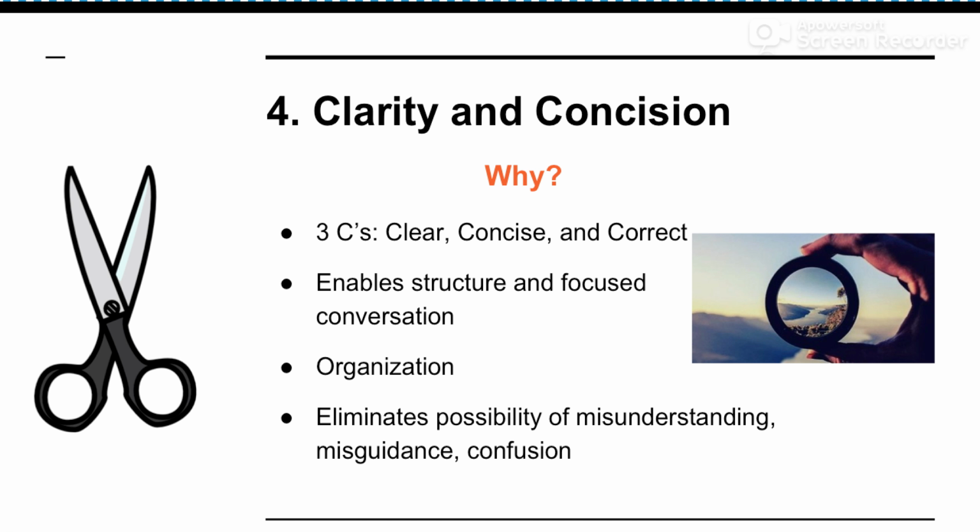Next, we have clarity and concision. Clarity and concision refers to the 3 C's: clear, concise, and correct. You want to be clear in your message, brief in your message, and also correct in your message.